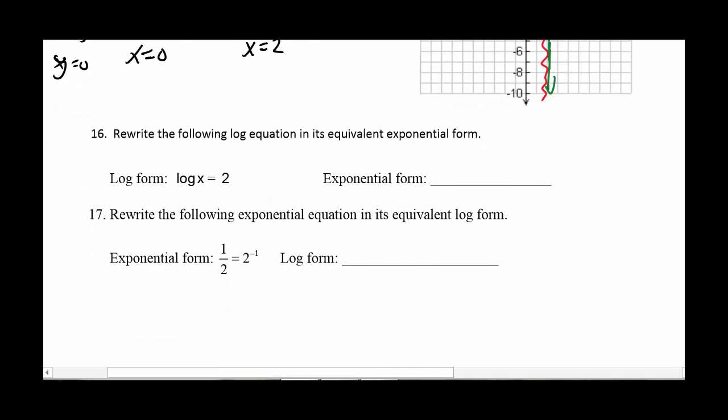All right, 16 and 17, we are rewriting from the form it's in to the other form. So if it's log x equals 2, I need the base. If I don't see a base, then it's base 10. And then remember, x and 2 switch places, so it's 10 squared equals x is the exponential form of that statement. Exponential form to log form, all right, so I need a log base. What's the base of the exponent? Well, that's 2. Remember, the two numbers switch places. Equals -1. And that one's done.